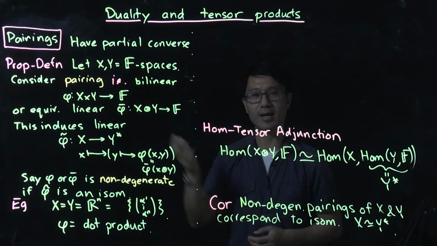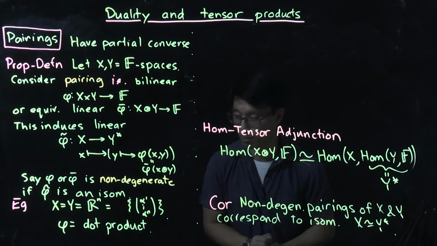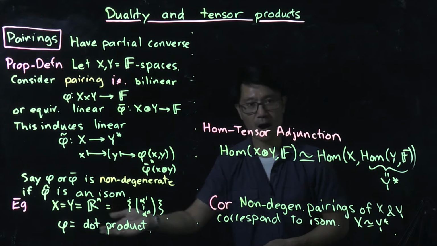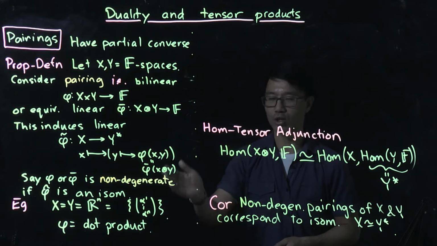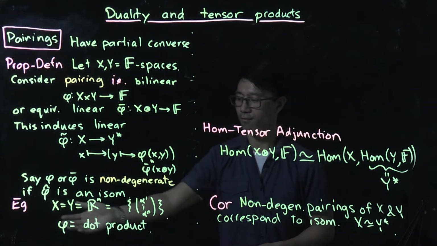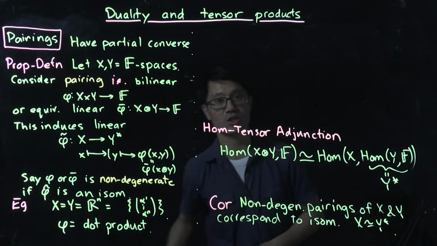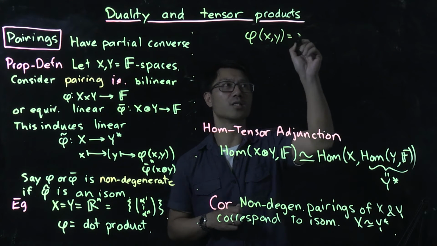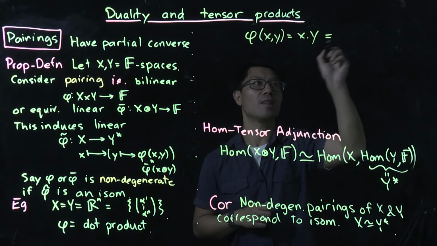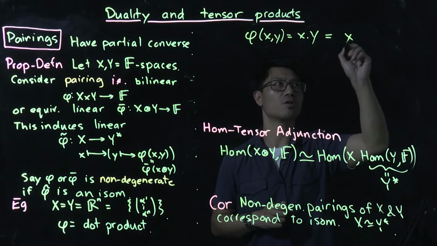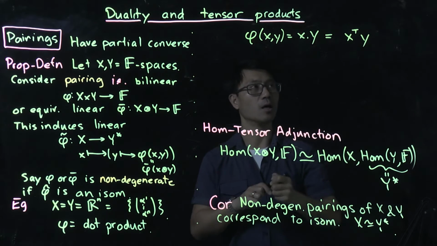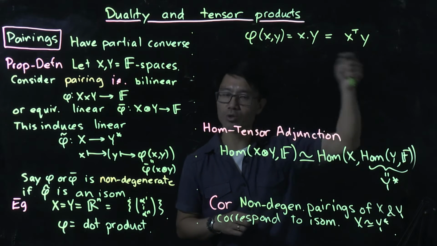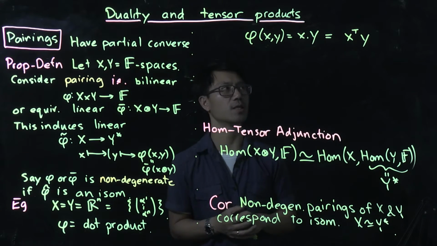Our favorite bilinear pairing, the first one we ever learned, is of course the dot product. Let's suppose x and y are both equal to Rn, and we'll think of Rn as usual as column vectors, n-tuples where we write it as a column. Then phi is going to be the dot product. So phi of x, y is just x dot y, and the best way to write that out is x transpose y. This is a 1 by n matrix, a row vector. This is a column vector. You multiply them, you get a 1 by 1 matrix, so essentially a scalar.